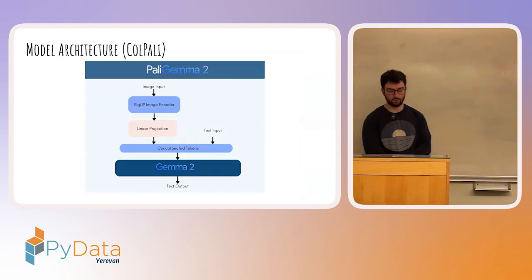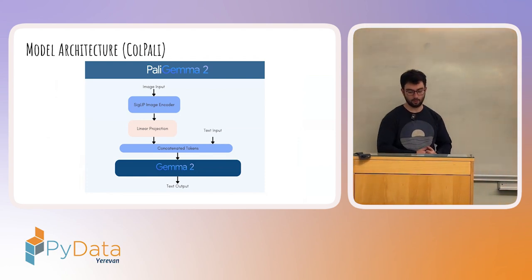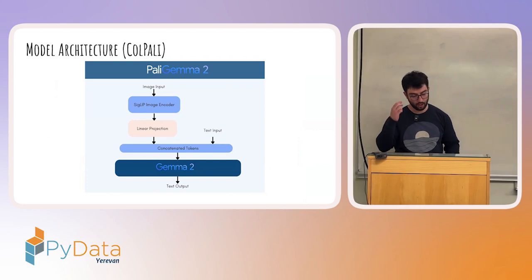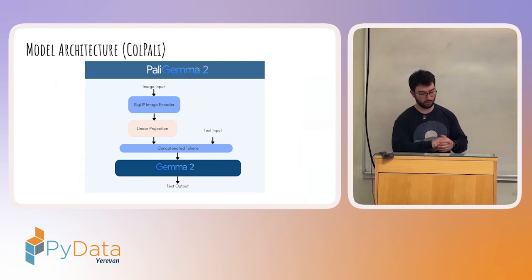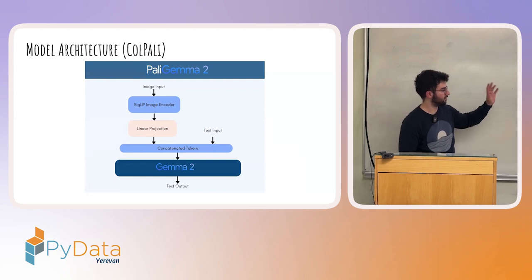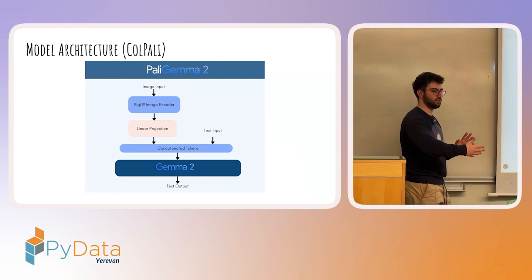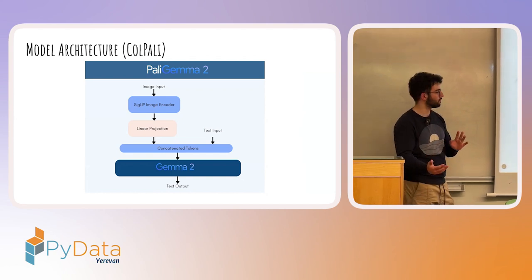Okay, let's see what is behind ColPali. The original model that was used is PaliGemma 2. So this is a VLM already trained on some tasks. The architecture is quite simple. They have an image encoder, which is SigLIP. They have a linear projection that projects this vision output into the text space.